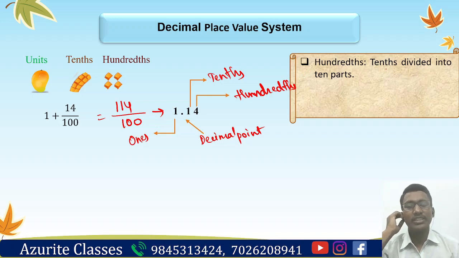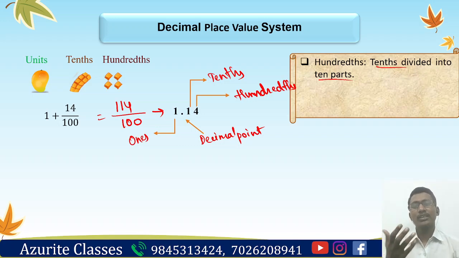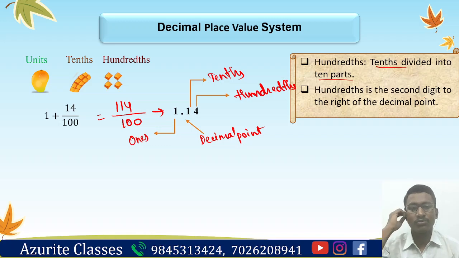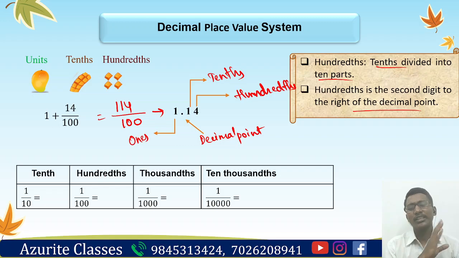So hundredths, we just saw, is tenths divided into 10 more parts, and the next, thousandths, will be hundredths divided into 10 more parts. 100 into 10 will be 1000, right? 100 tens are 1000. So that is the meaning. Next, hundredths is the second digit to the right of the decimal point, as we just saw. After that it will continue: tens, hundreds, thousands, like that. Then 10,000, then lakhs, 10 lakhs, then crores, like that. For decimals, we just have to add "ths."